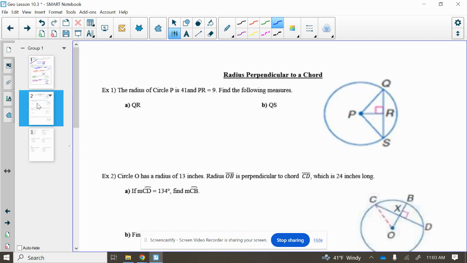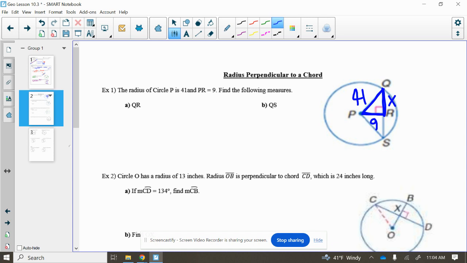Now, on the next page, we see a couple of examples to start working through. So example 1 says that in our circle P, our radius is 41 and P to R is 9. So a radius would be something like P to Q or P to S. And again, they are telling us that that's 41. And we want to find the following. So the first is the measure from Q to R.